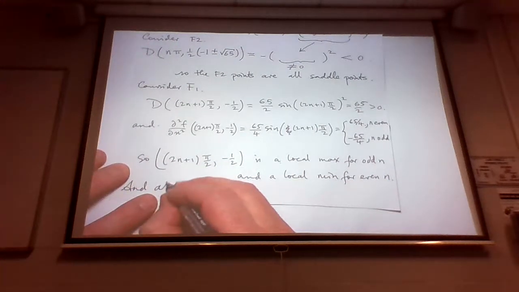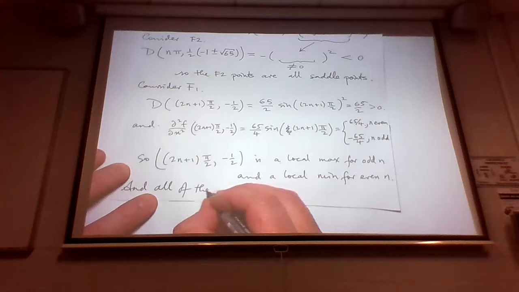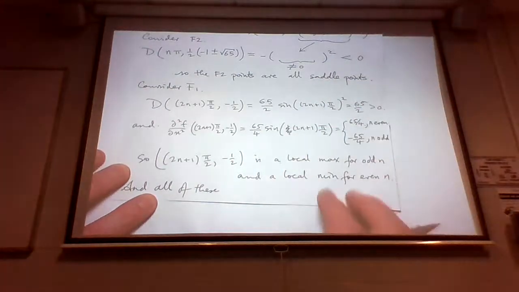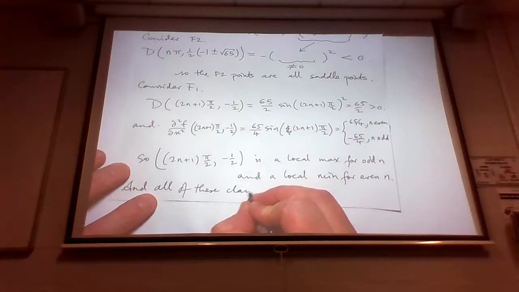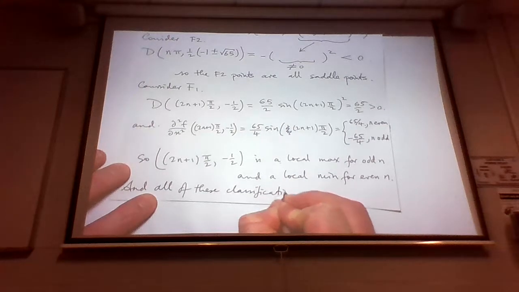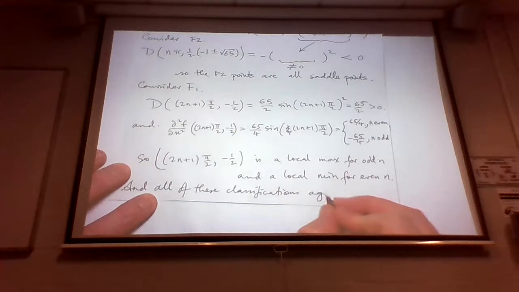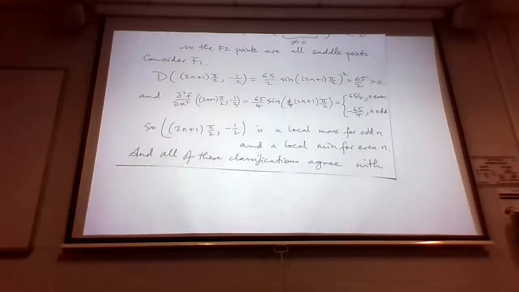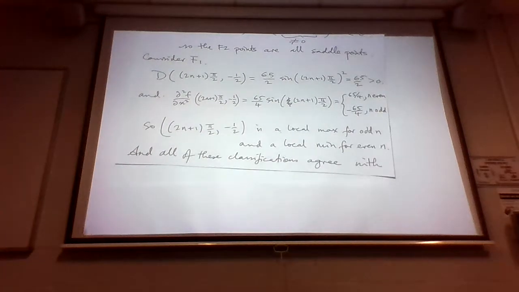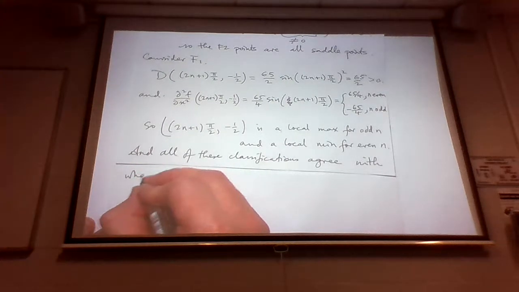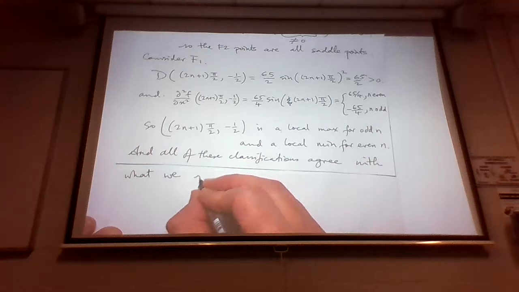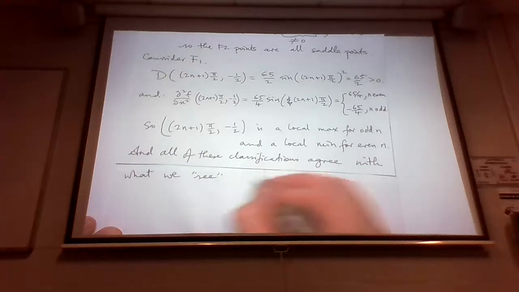Okay. So, and all of these classifications, the saddles, and the local minimums and maximums, all of these classifications agree with what we see on the surface plot.